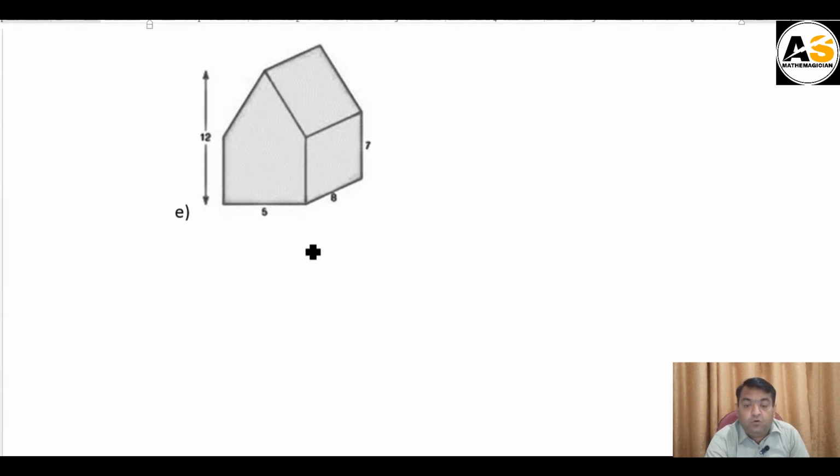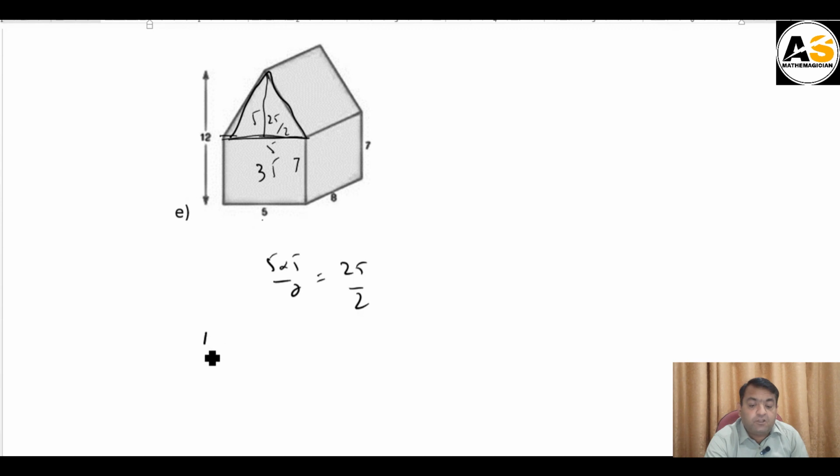So what I will do, this is a rectangle, this is 7, this is 5. So its area will be 35. Again, this is 5 and this whole height is 12. This is 7. So this will be 5. So what is the area of this triangle? This triangle's area is base into height over 2, which is 25 over 2. So 25 over 2 plus 35.